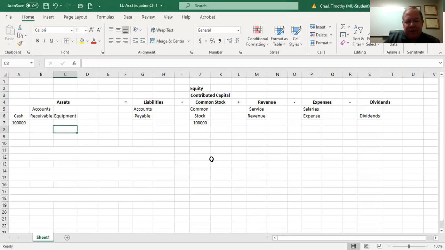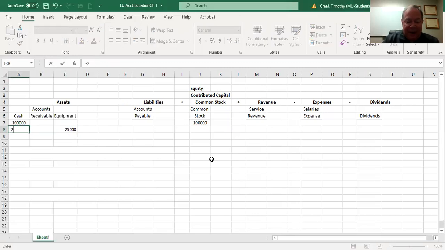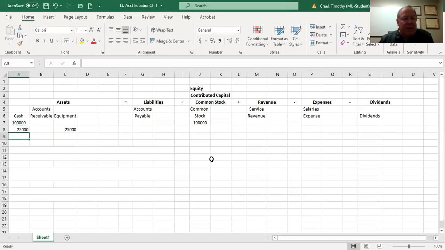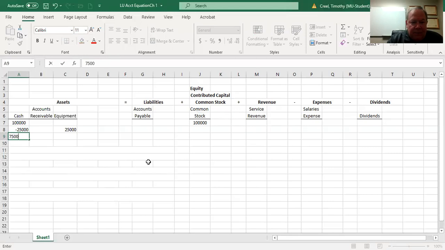So let's say that we purchased $25,000 worth of equipment. So I'm going to get equipment for 25,000, and then I'm going to take it out of cash. So now basically after this transaction, I now have 75,000 in cash.